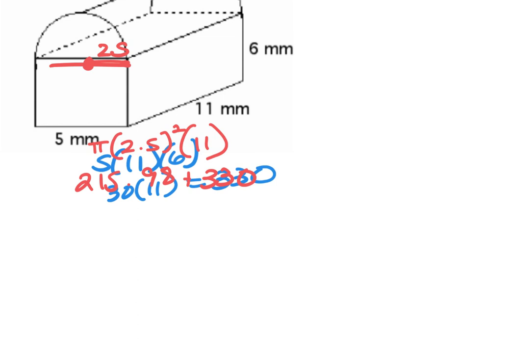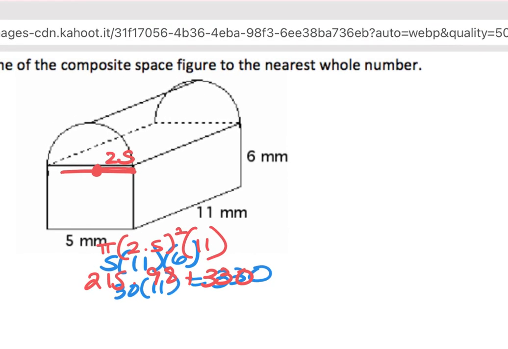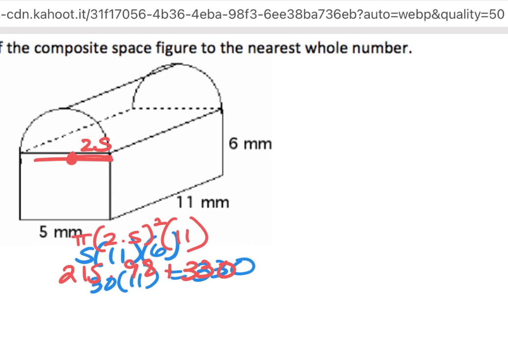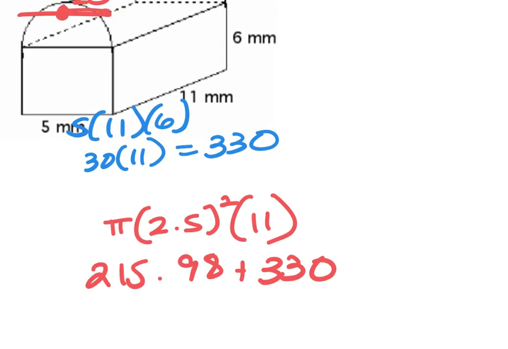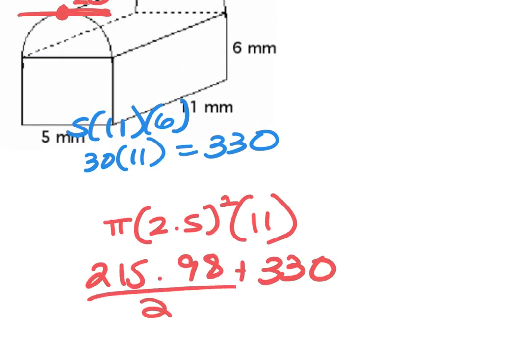Can you make the picture bigger? I'd have to crop it. It doesn't really get bigger. Yes, divide the cylinder by 2. This divided by 2, 215, and then plus 330. And that's, yeah, 438.